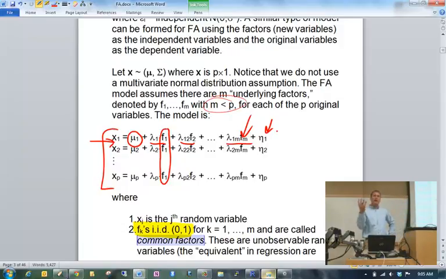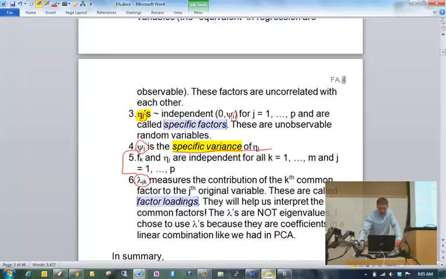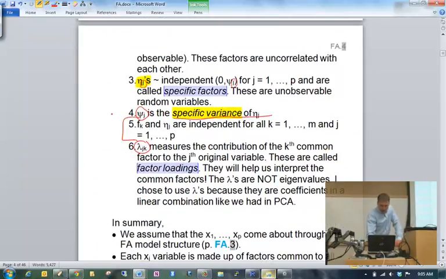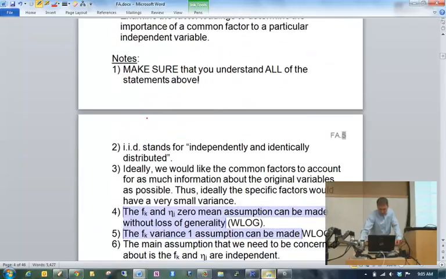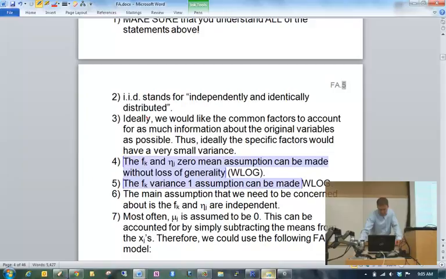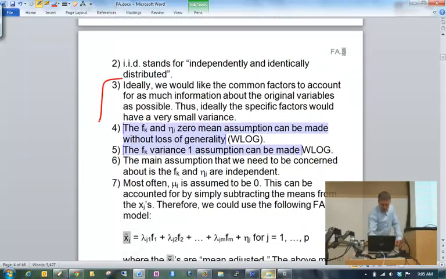So that's what our factor analysis model looks like. It's kind of a different looking model, but it does have some similarities to a regular old regression model. Each of these psi's that I mentioned, the variance for the eta, is called a specific variance because it's for a specific factor. Ideally, we would like the common factors to account for as much information about the original variables as possible. That is a goal.